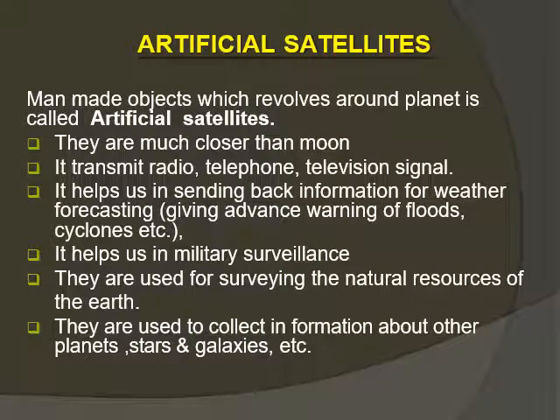Artificial satellites. A man-made object which revolves around a planet is called an artificial satellite. They are much closer than the Moon. They transmit radio, telephone, and television signals. They help us in sending back information for weather forecasting, giving advance warning of floods, cyclones, etc. They also help in military surveillance. They are also used for surveying the natural resources of the Earth. They are used to collect information about other planets, stars, galaxies, etc.